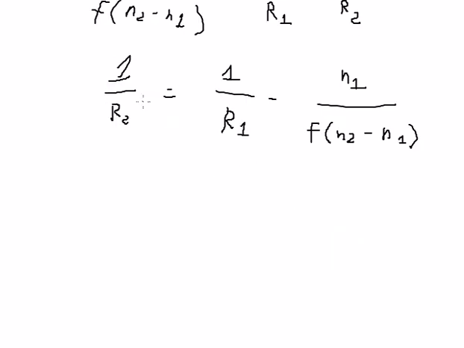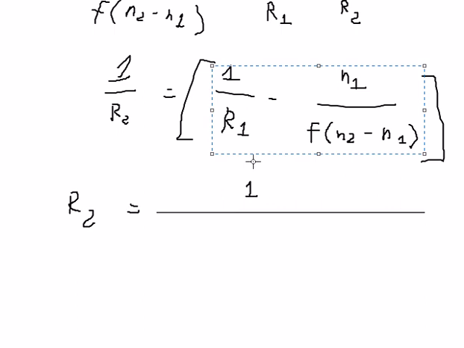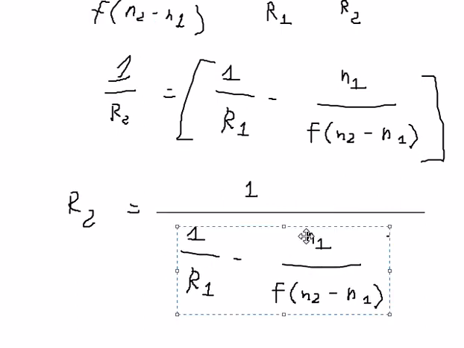So now we will swap everything in here. Go to this one, R2 goes to this one, and you get R2 equals 1 over everything in here. And this is the final answer.